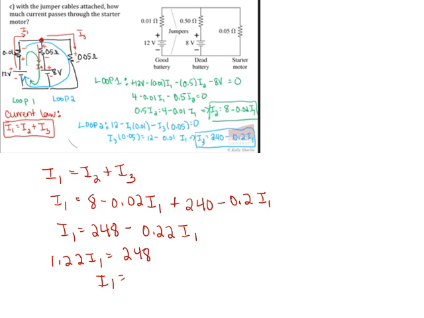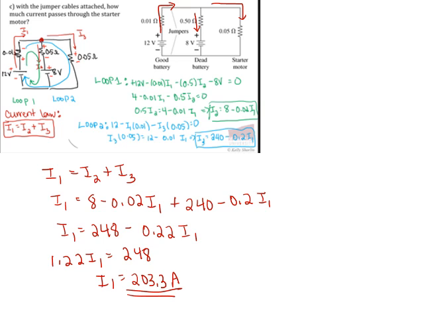I1 is equal to 248 divided by 1.22, which is 203.3 amps. So that's the current that now gets put out by the good battery. That's the amount of current that comes out. Part of it branches to go down through the dead battery, that's part D, and part of it goes through the starter motor. This problem asks for how much goes through the starter motor.